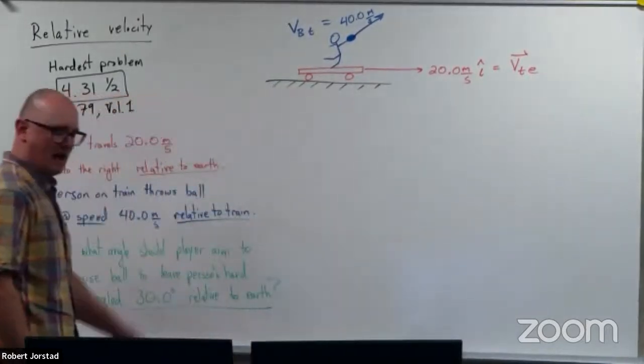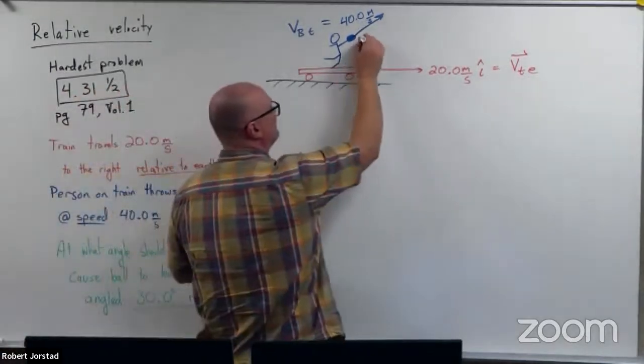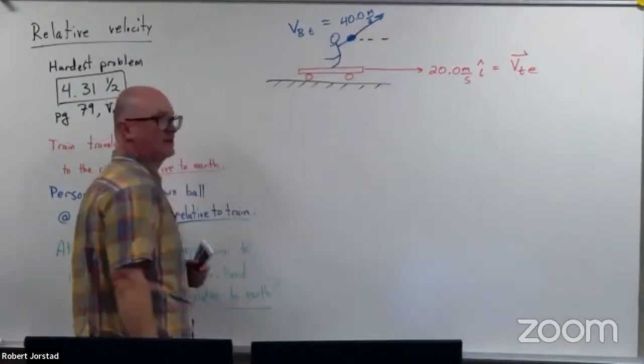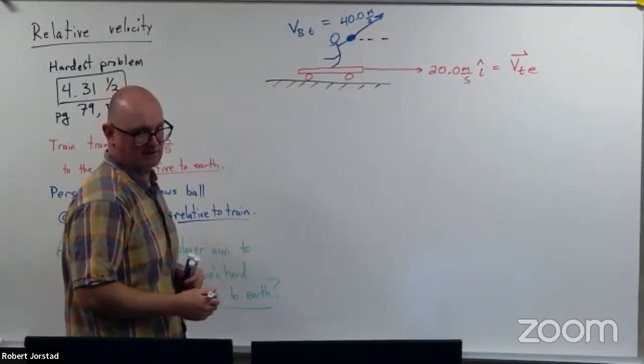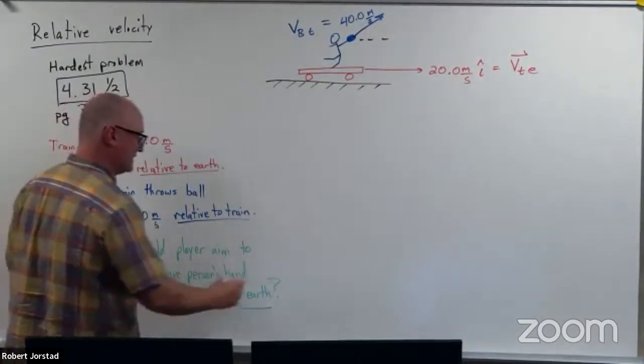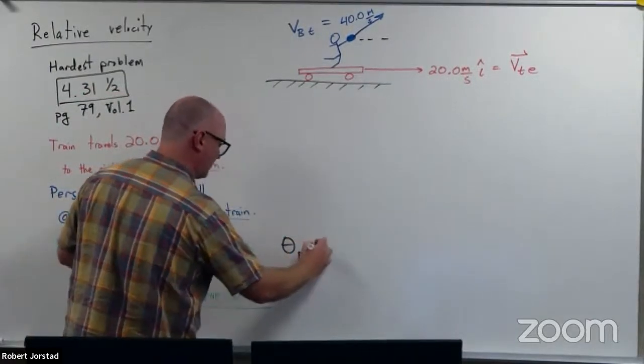And maybe you don't have any intuition for those numbers. We don't need any. But what is this piece of information that I gave you? This is not the angle we're after. This is not 30 degrees. I want to aim somewhere so that it looks like it goes off at 30 degrees. So I'm going to call this theta of the ball relative to the earth.